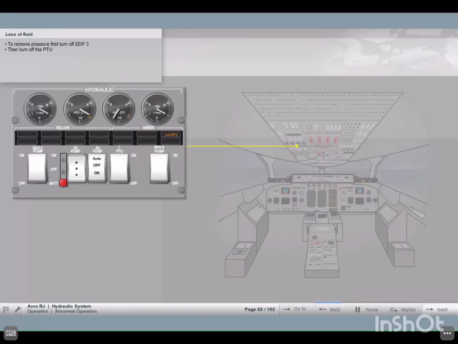To remove system pressure, first turn off the engine-driven pump 3, then turn off the PTU. Switch the engine 3 pump switch to off. Switch the PTU switch to off.